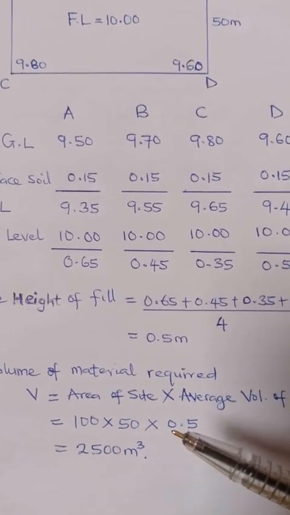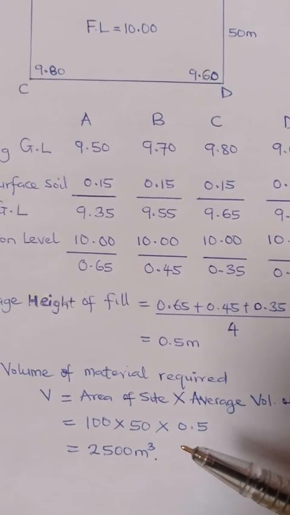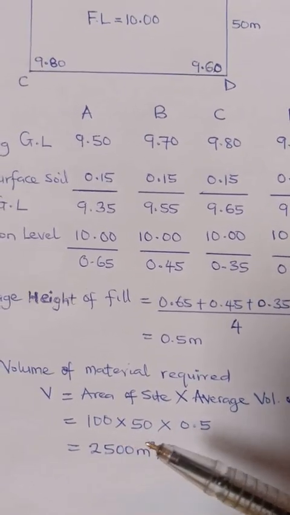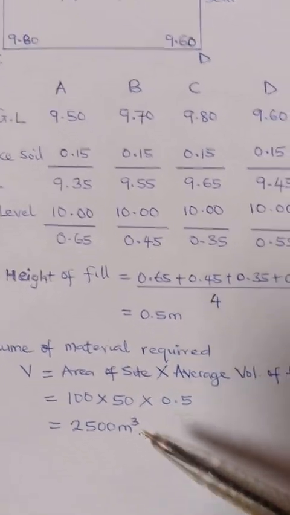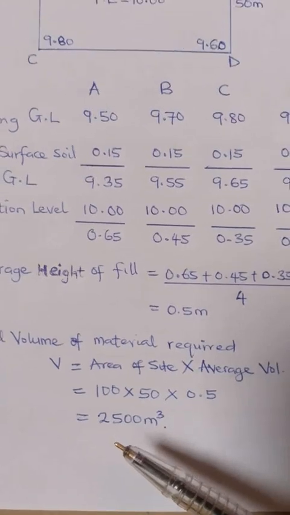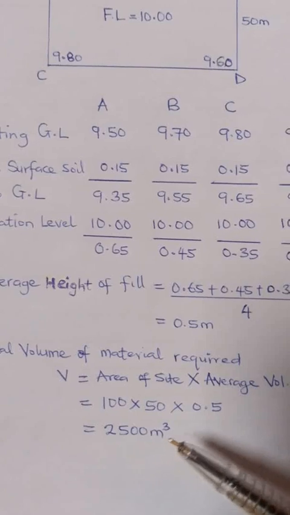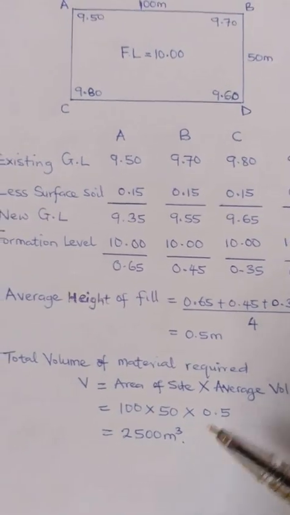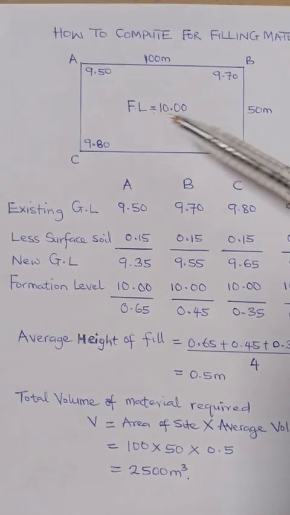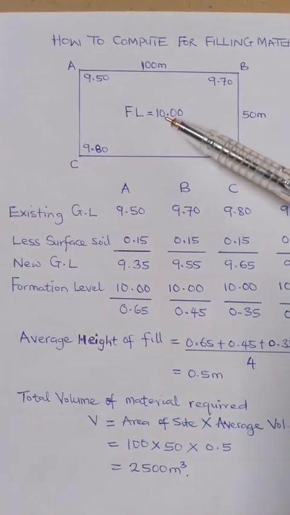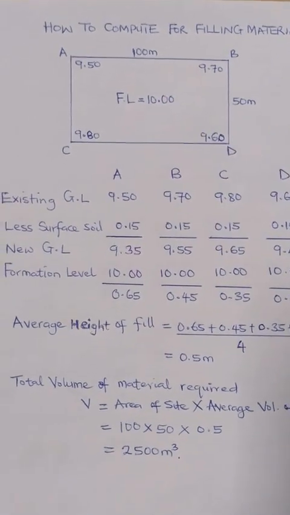Then we'll multiply it by the height of field. That will take us to volume. All right, so we have 100 times 50 times 0.5, which is the height of field here. When you work that out, you have 2,500 cubic meters. So by volume, this is the quantity of filling materials that is required to fill this area of land to this formation level. All right, so this is how we go about it.